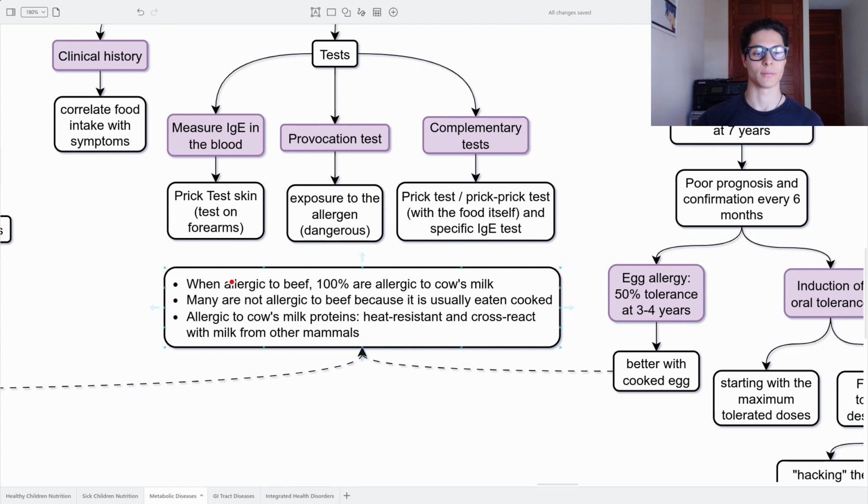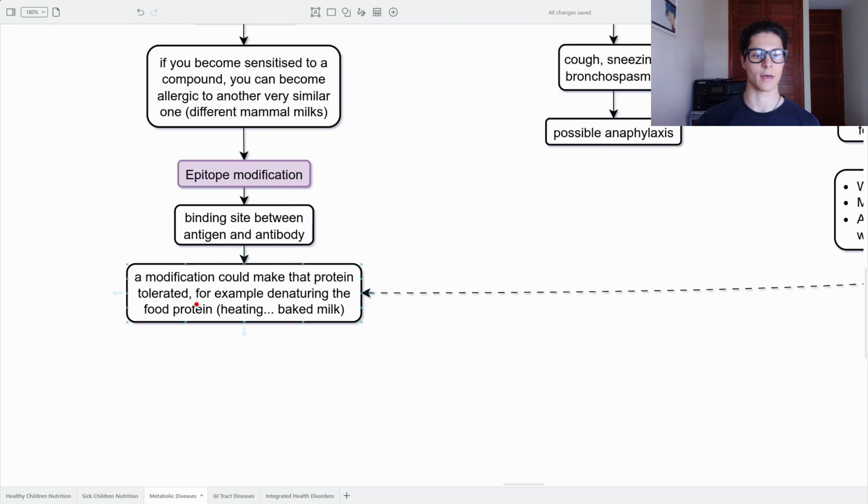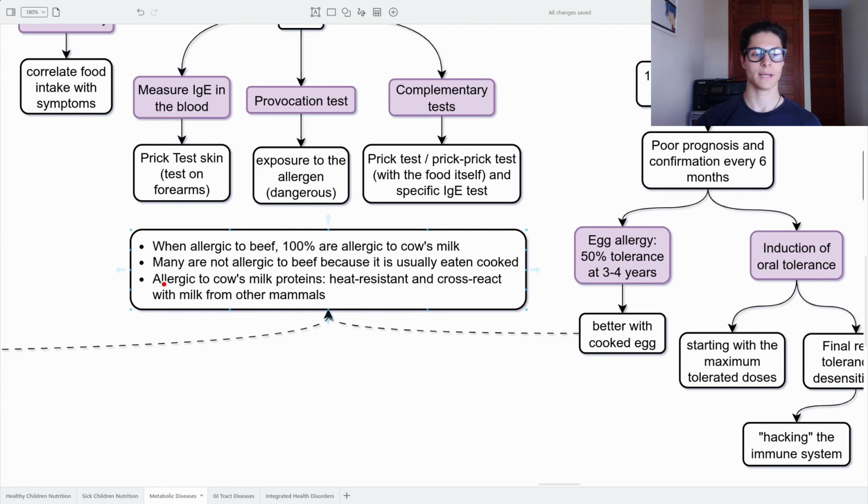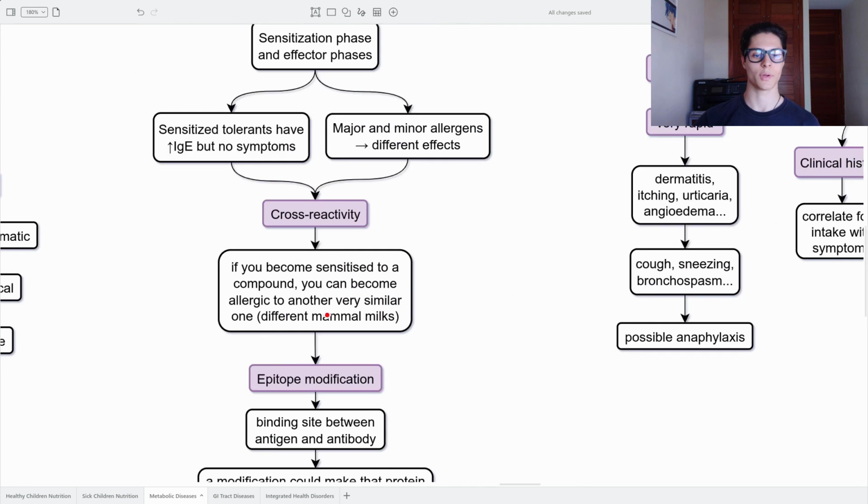So here we have to say that when you are allergic to beef, 100% you are allergic to cow's milk. Many are not allergic to beef because it is usually eaten cooked. Again, as we said here, a modification could make that protein tolerated. And again, as we said, allergic to cow milk proteins, heat resistant and cross-react with milk from other mammals. Same thing we said here.